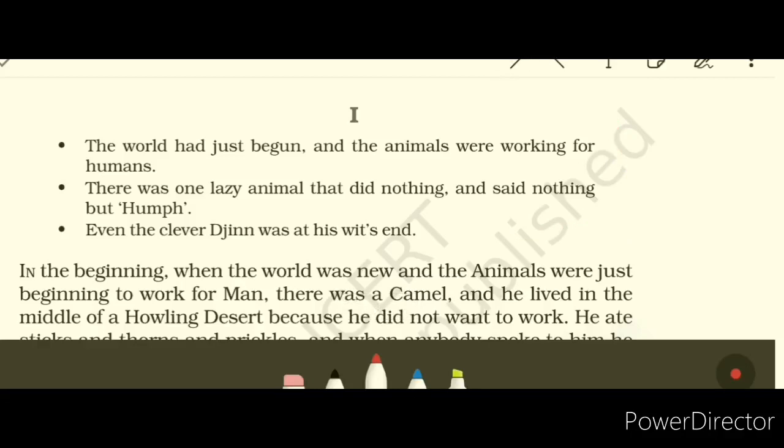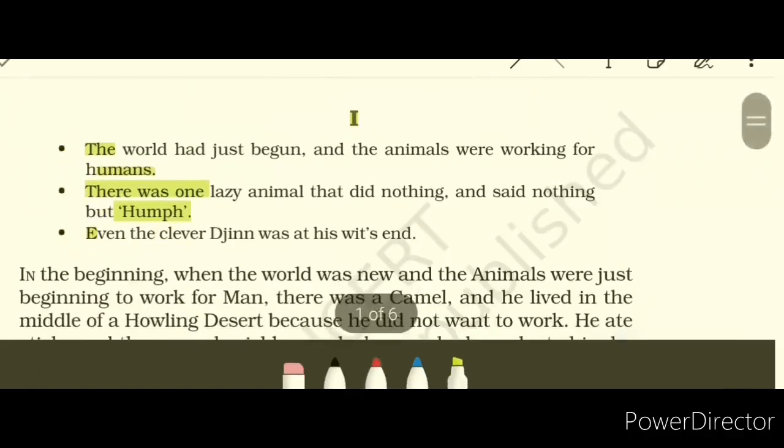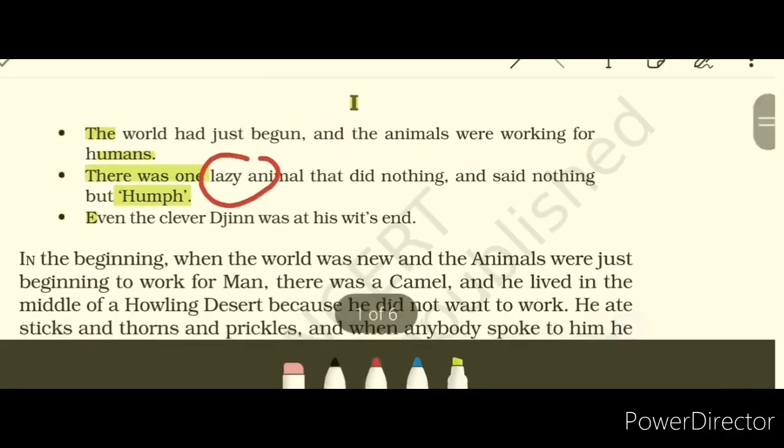It says the world had just begun and the animals were working for the humans. It takes us back to the time when the world had just begun and the animals had started working for human beings. There was one lazy animal that did nothing and said nothing but humph. So in the middle of this phase where the world had begun and animals had started working for humans, there was this one lazy animal. If you are lazy, you are not willing to work, isn't it? There was this lazy animal who did nothing, said nothing, but only humph.